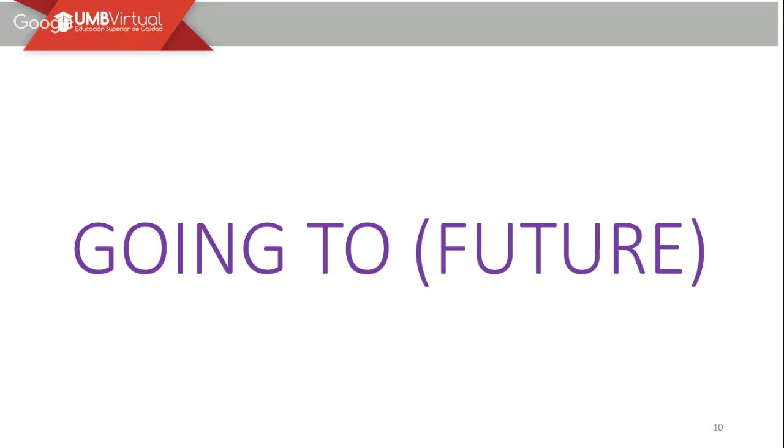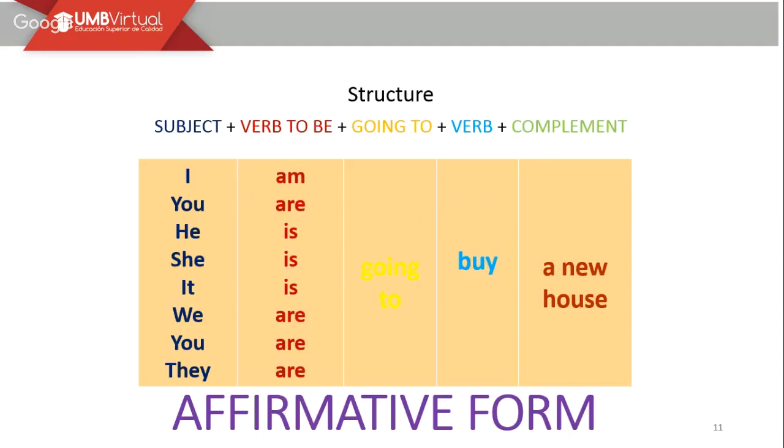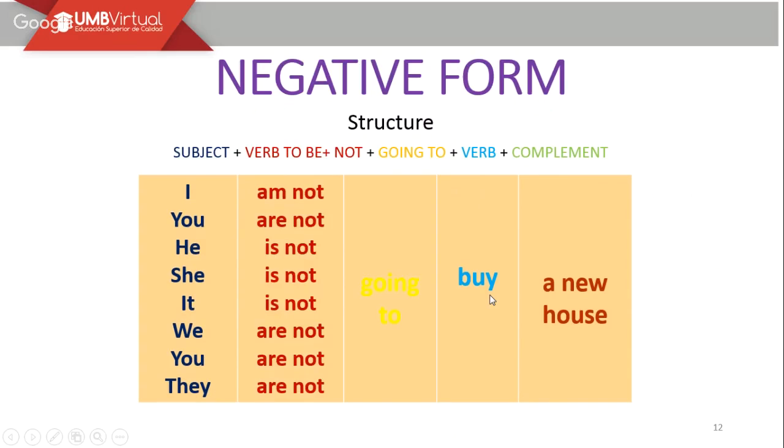Let's continue with our second topic, which is going to future. What is the structure of it? We have the subject, verb to be, going to, verb, and complement. Right here, as you can see, we have different subjects. Depending on the subject, you have to use a specific verb to be conjugated, plus going to, plus another verb, and the complement. Entonces recordemos que este going siempre va a ir seguido por el to, es decir, el verbo en infinitivo. Going to buy, going to write, going to listen to, going to study, going to work, and so on.